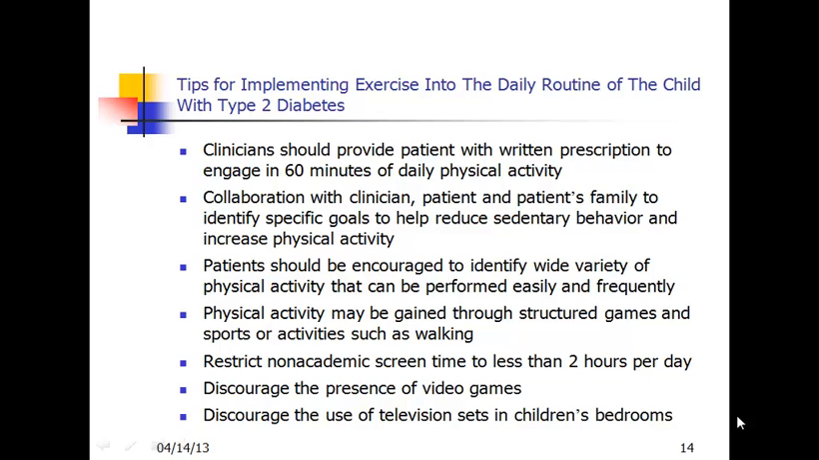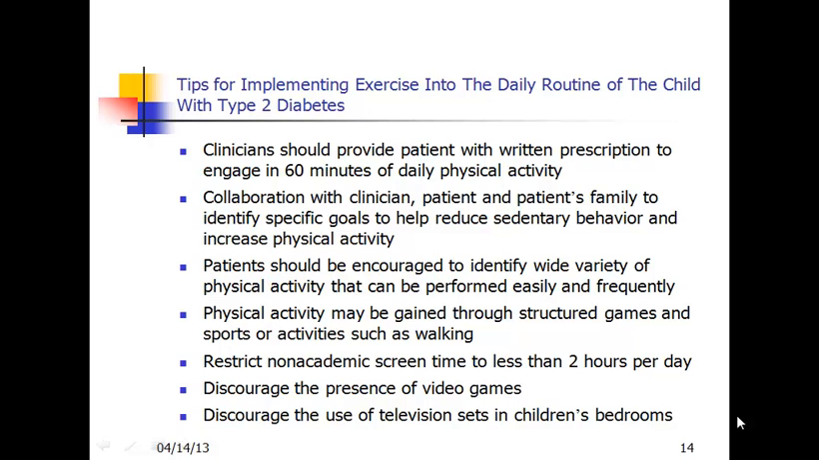Adherence to an exercise regimen may be improved if clinicians provide the patient with a written prescription to engage in physical activity. It is most helpful if the clinician recommends an individualized approach that can be incorporated into the child or adolescent's daily routine and is tailored to the patient's capabilities and preferences and also recognizes the family's circumstances. Together with the patient and the patient's family, the clinician should determine an individualized plan that includes specific goals to help reduce sedentary behavior and increase physical activity.